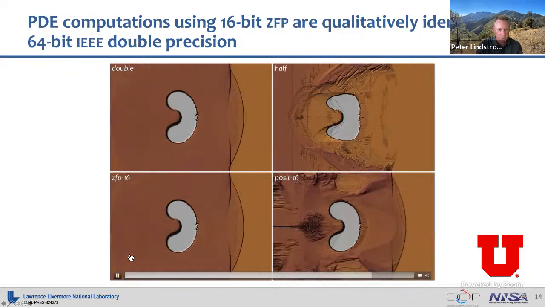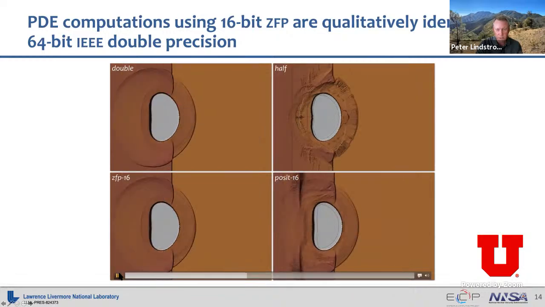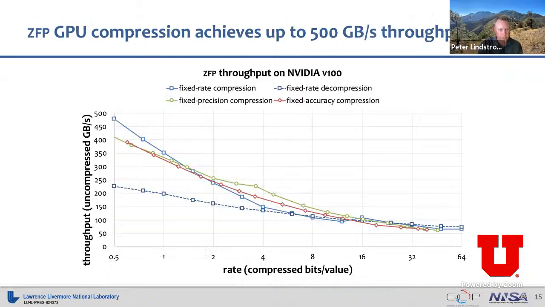Here's another little example where we're showing a shock that impacts a helium bubble. We're comparing IEEE double with ZFP at 16 bits per value, and also comparing that to half precision and posits, also using 16 bits per value. And as you can see, qualitatively, the ZFP solution is almost identical to double precision here, whereas half and posits don't do quite as well.